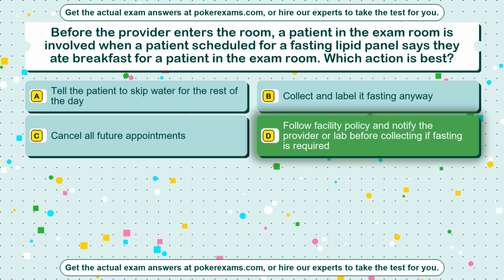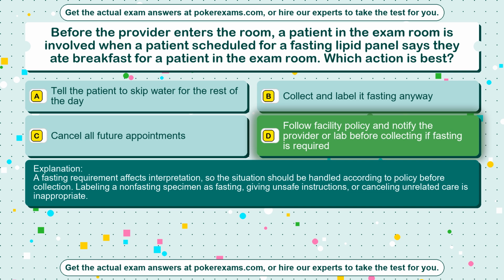The correct answer is option D. Follow facility policy and notify the provider or lab before collecting if fasting is required. A fasting requirement affects interpretation, so the situation should be handled according to policy before collection. Labeling a non-fasting specimen as fasting, giving unsafe instructions, or canceling unrelated care is inappropriate.